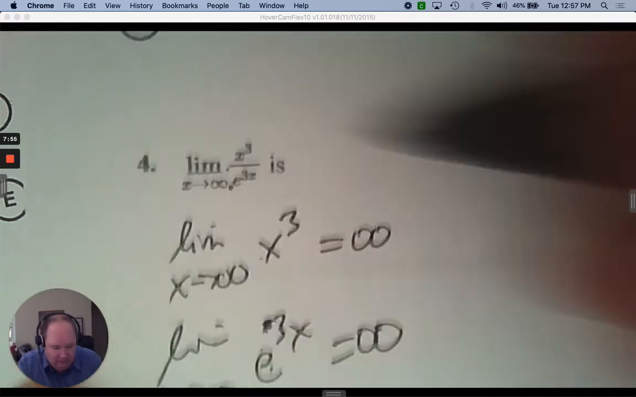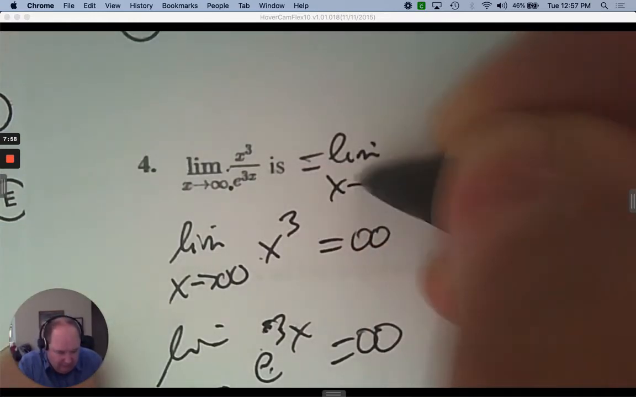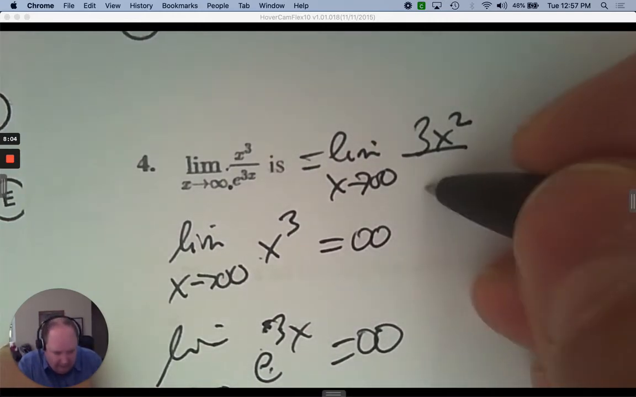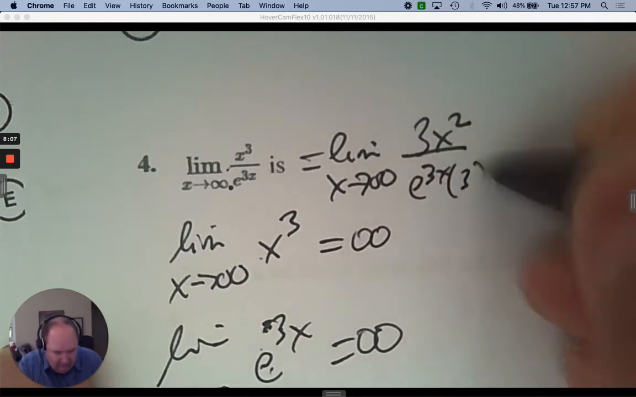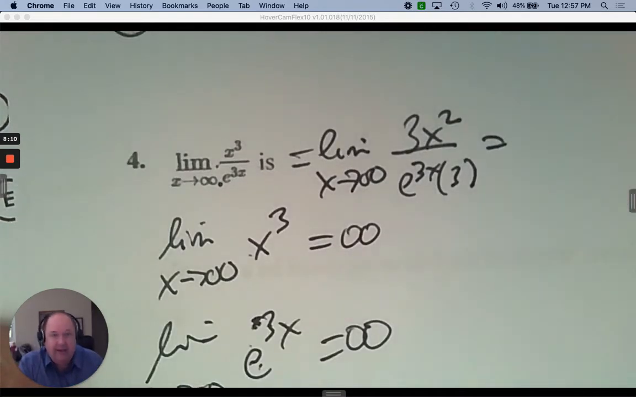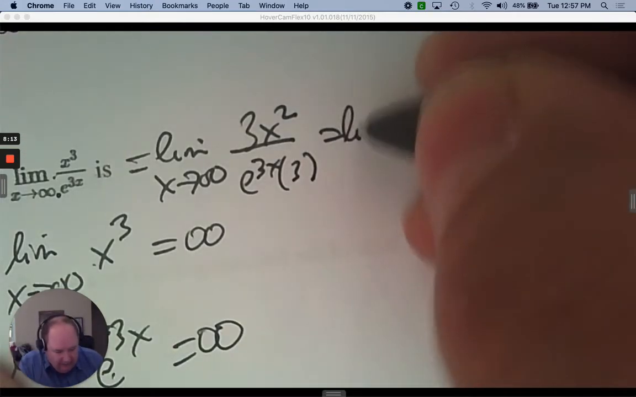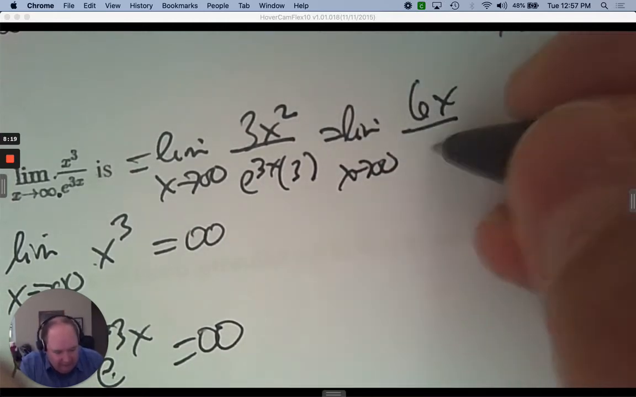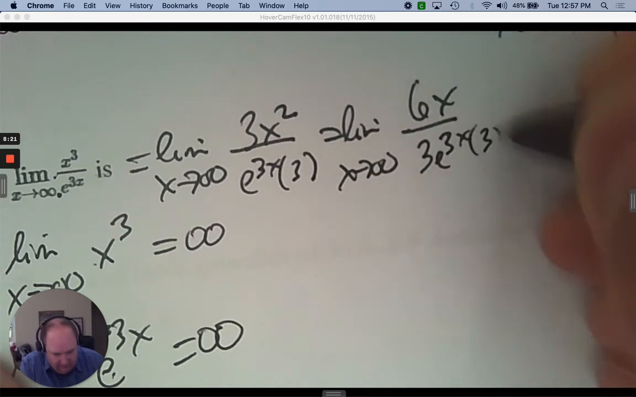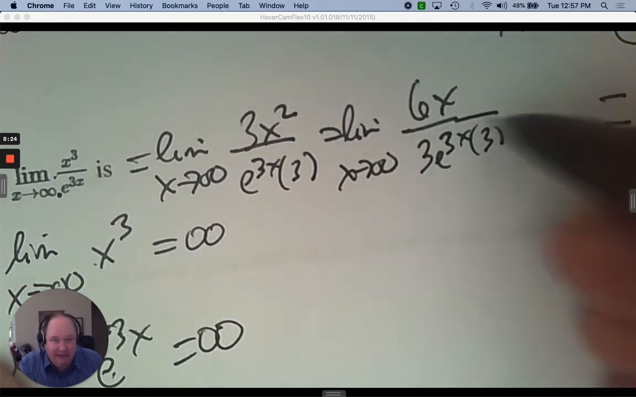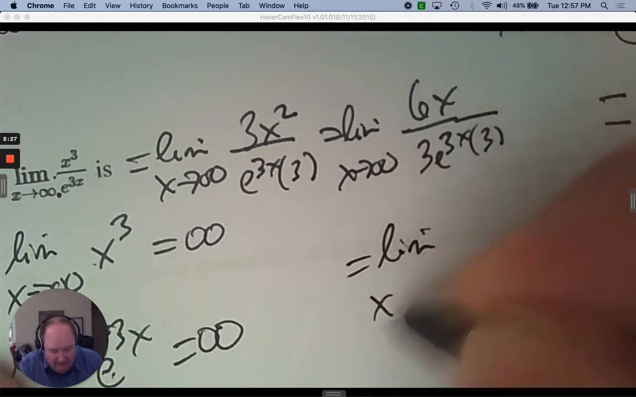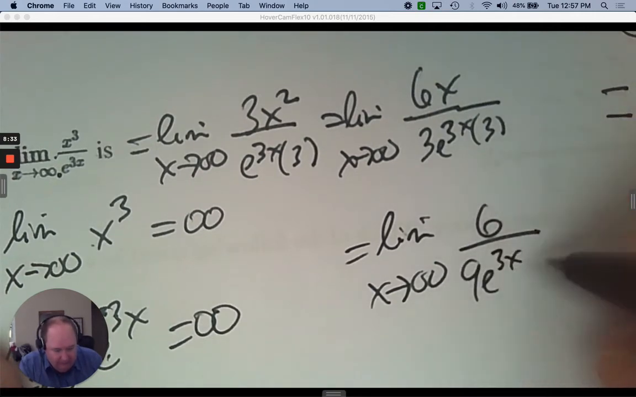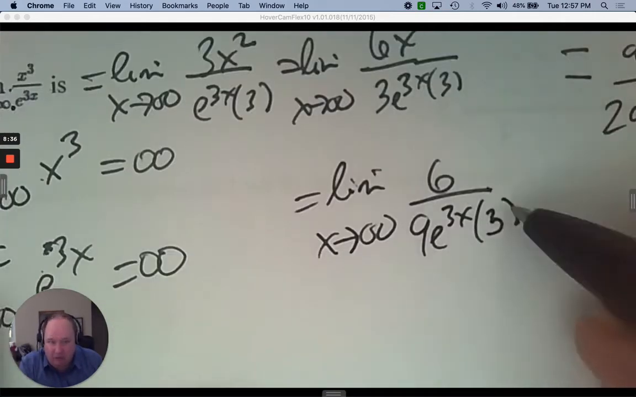As I plug in large numbers for x, this is also going to infinity. So this is indeterminate. So that means I'm going to take the derivative of the numerator, that's 3x squared. The derivative of the denominator, which is e to the 3x times 3, it's still going to infinity. And so as you do this work, we're going to continue to apply L'Hopital's rule, this is 6x, and this is going to be 3e to the 3x times 3. Again, it's going to infinity. Eventually, it will not be indeterminate. So you take the derivative of the numerator, take the derivative of the denominator, and now it's no longer indeterminate.